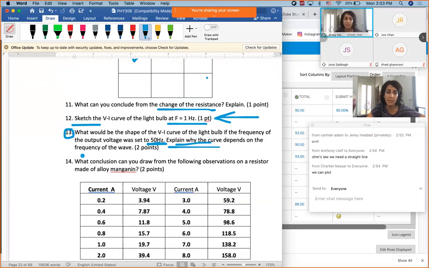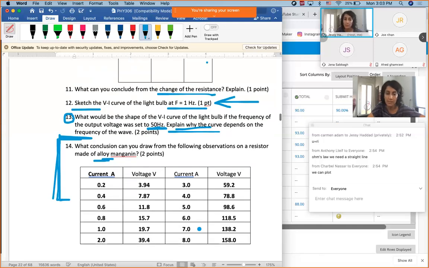Question number 14 is not related to the experiment. It's like an extra work for you to do. They give you a certain alloy, and they give you the values for current and voltage, and they want you to discuss if it's ohmic or not. So it's a final discussion to wrap up the lab report.